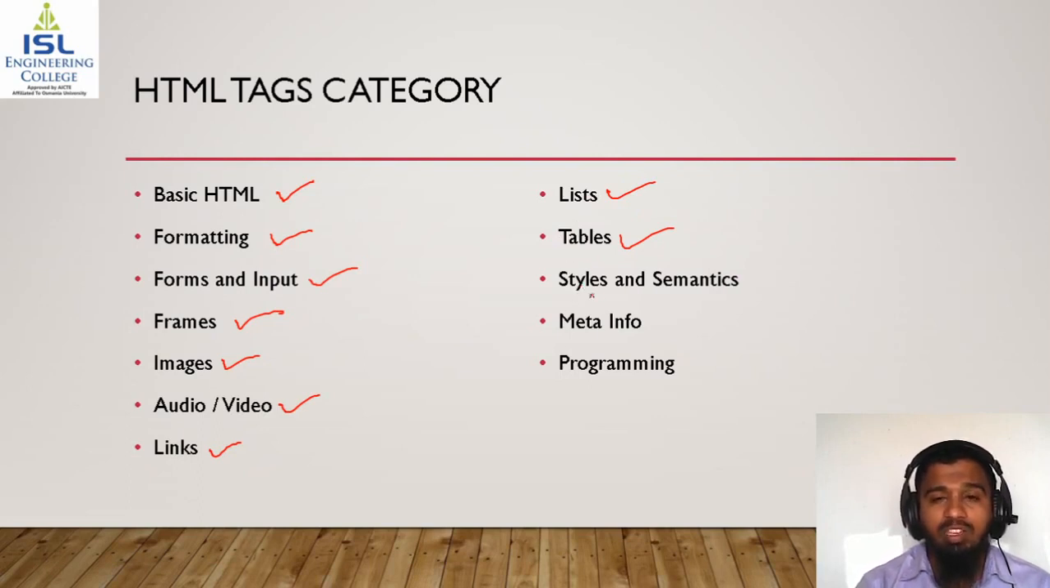The next one is style and syntax, like how to give some style to your text, in a good format. And meta information, which is helpful for the browser, the user, the search engine, and the database. That helps your website get displayed in front if someone searches directly, so your page will be displayed first. And there is also some programming, like scripting, with the help of which you can add a scripting language, that is programming. So these are the HTML tag categories, some of the things that are there. Based on your requirement, you need to use from these categories.